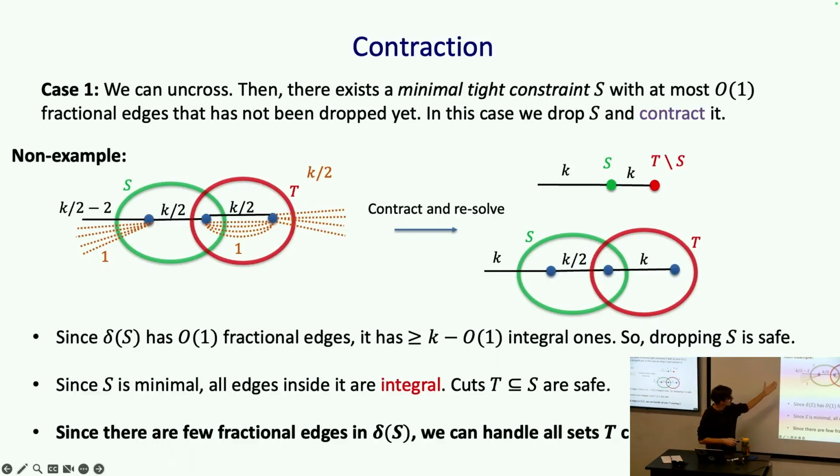It turns out this is the only bad thing that can happen. So as long as S had few fractional edges leaving it, then somehow the sets crossing it cannot change too much as well. Okay? I won't prove this, but hopefully you can see why we made the choice that we did, that we dropped sets that only have few fractional edges.